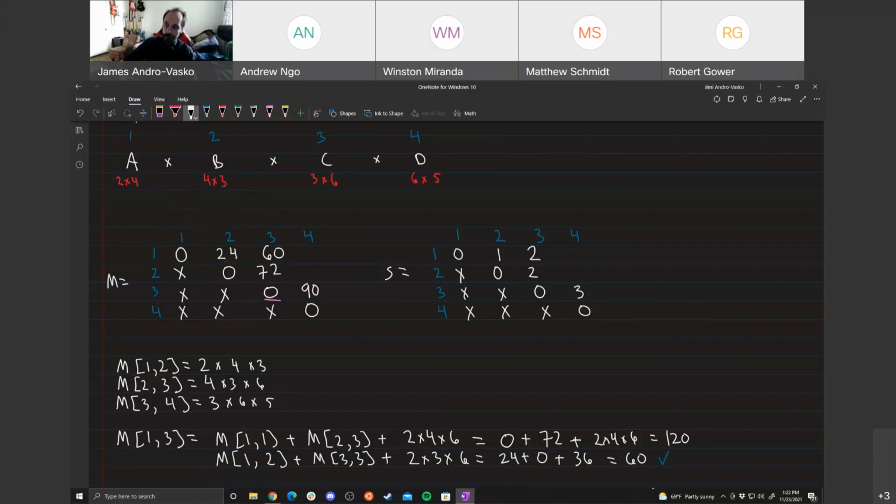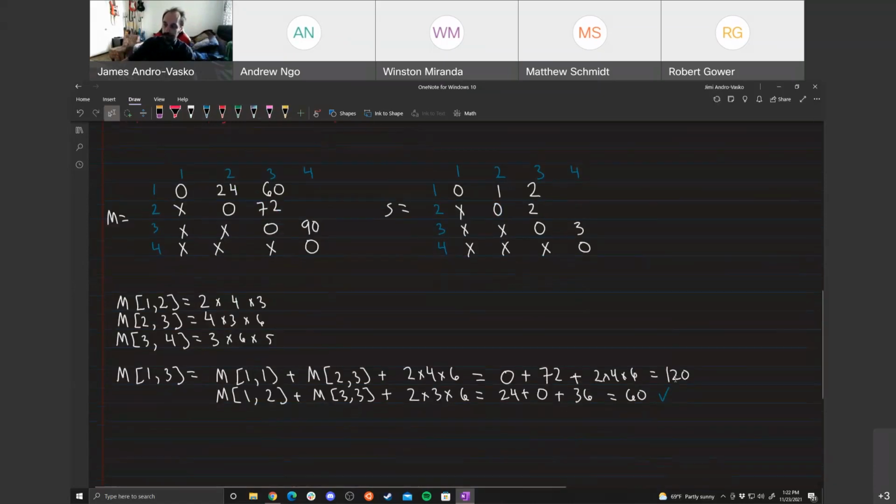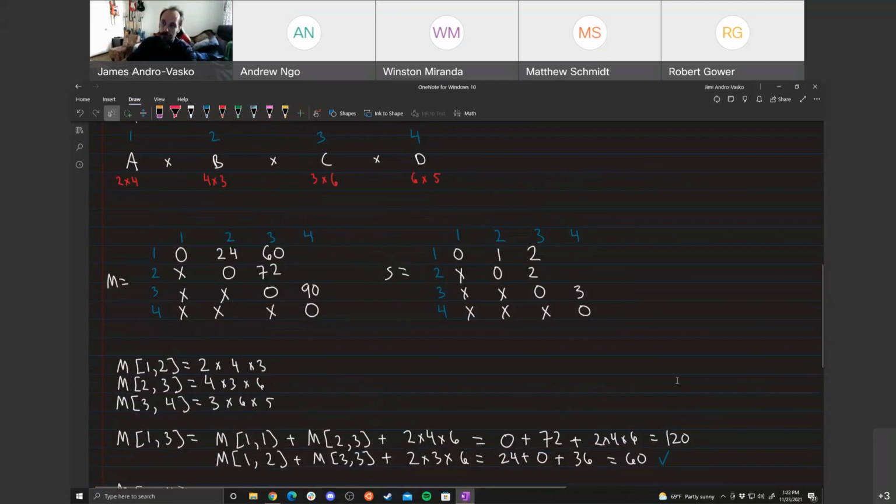So now we have to go ahead and compute this value right here, M2,4. So for this one, I want to compute this result basically. I want to compute that answer. So B times C times D.